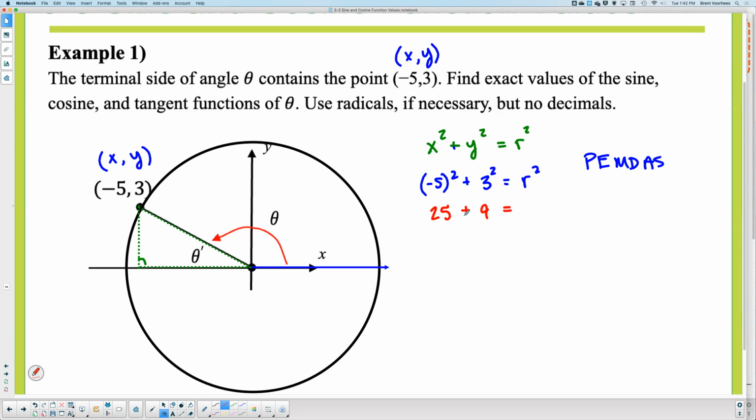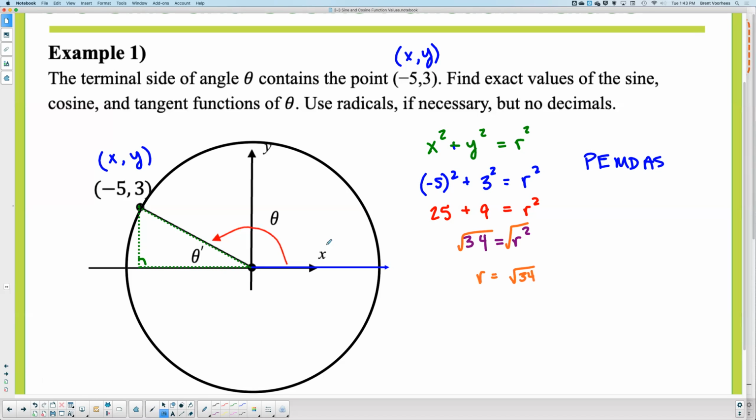So the radius squared is going to be 25 plus 9. What is 25 plus 9? 34. Okay, that's my radius squared. Now, to get the radius isolated, you have to get rid of the square. What is the opposite of a square? Perfect. So r is the square root of 34.